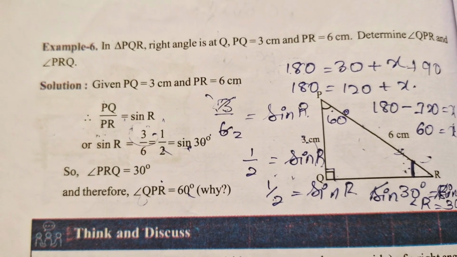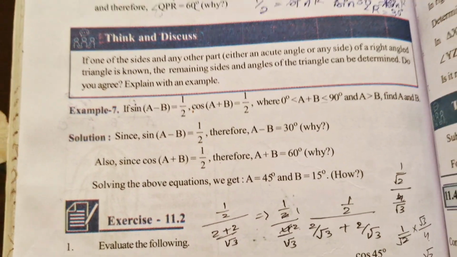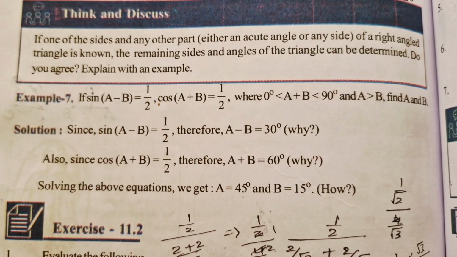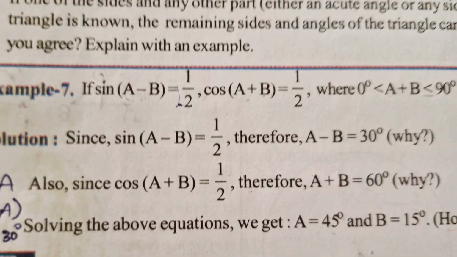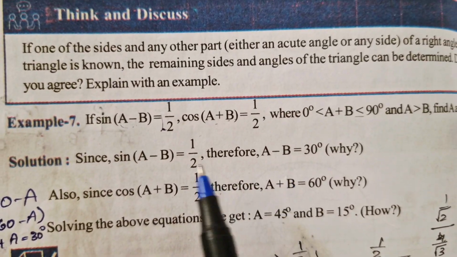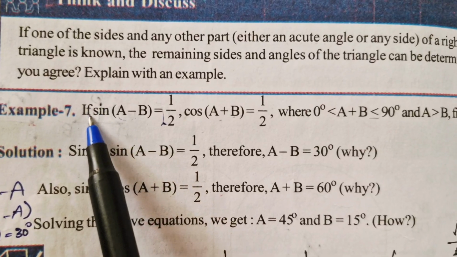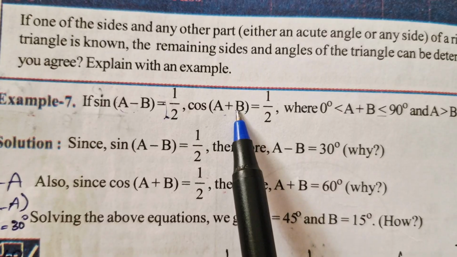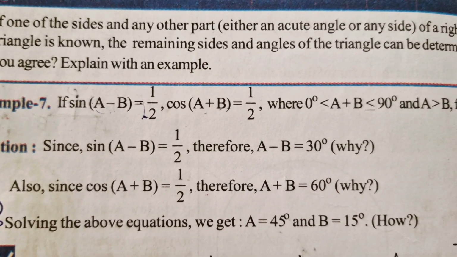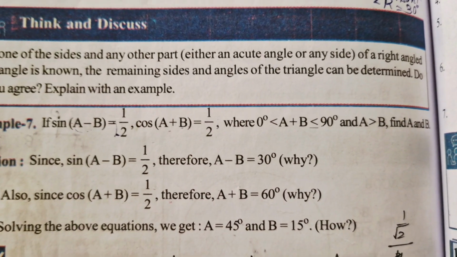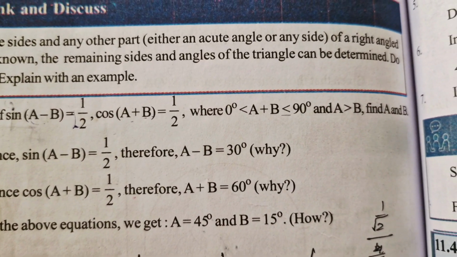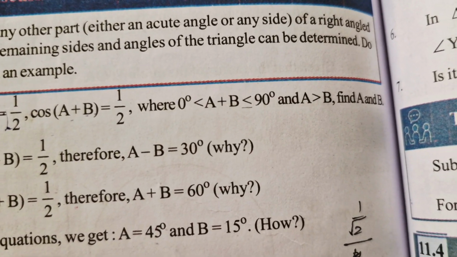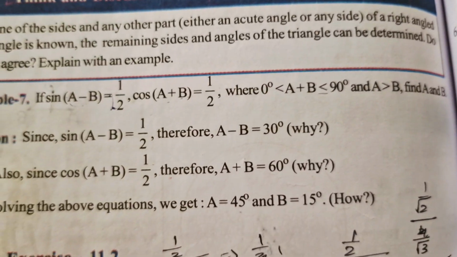Let us move on to the next example, which is example 7. Let us see. If sin(a minus b) is equal to 1 by 2, cos(a plus b) is equal to 1 by 2, and 0 degrees is less than a plus b less than or equal to 90 degrees, and a is greater than b, find a and b.